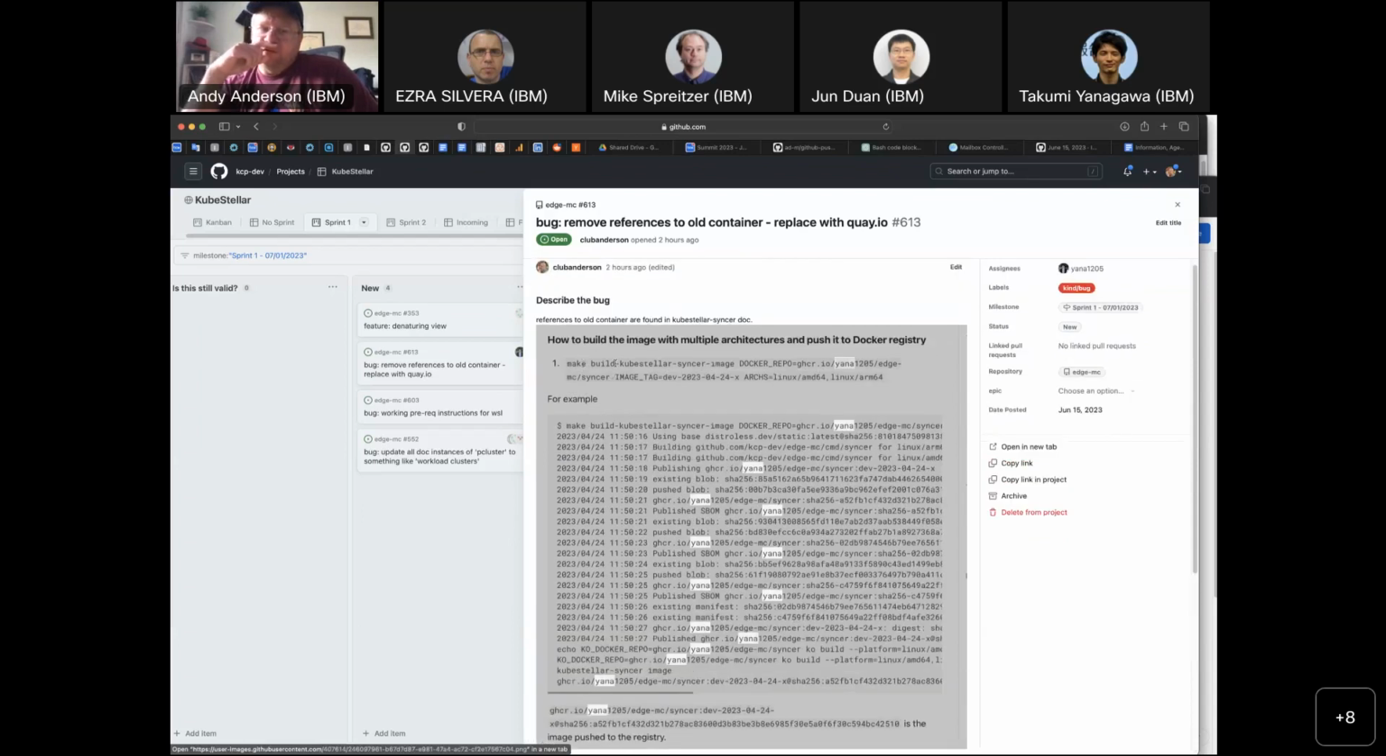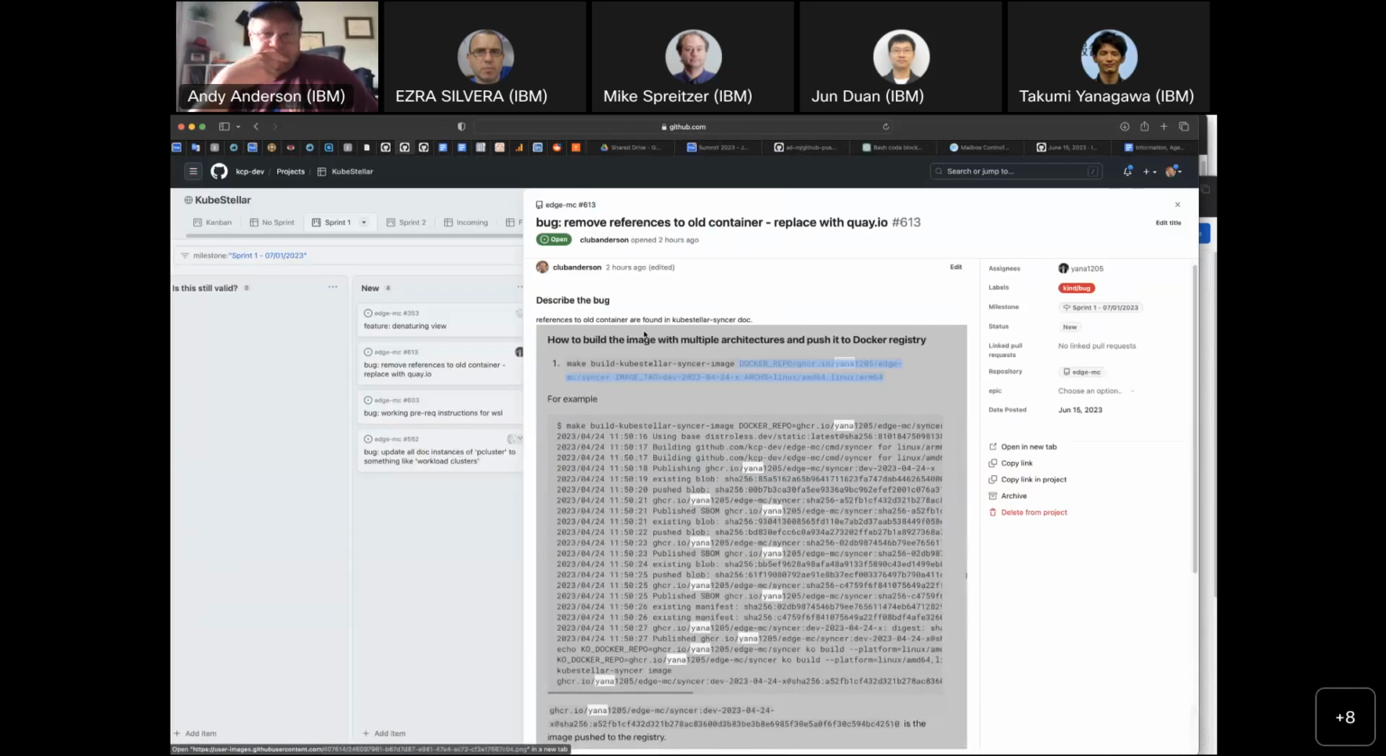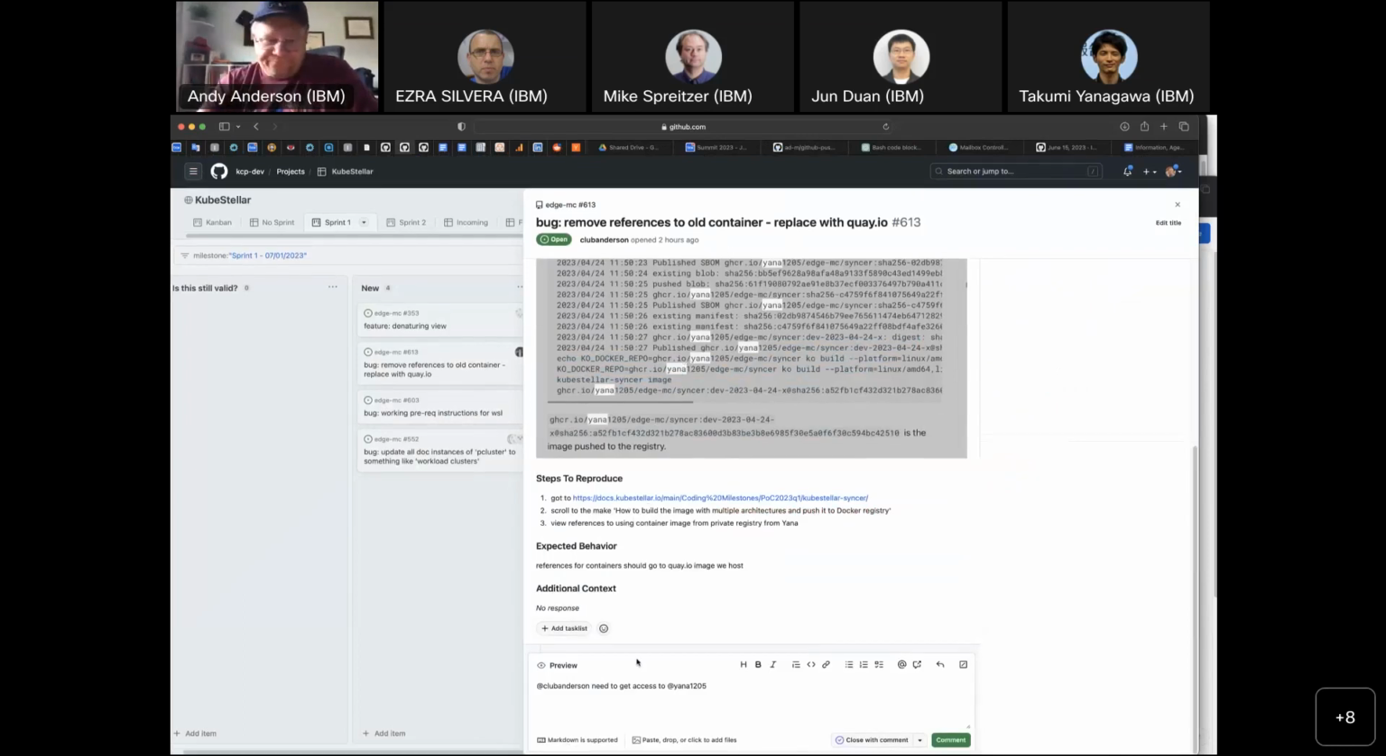Oh, this is building. So this is an example. The objective is for a user to build and push a Docker image to a certain repository.